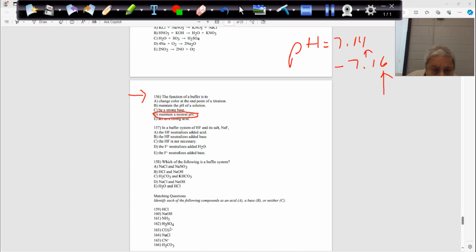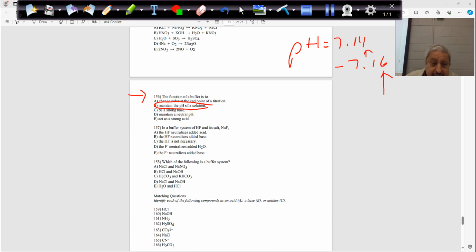What's that? Maintain, no, not D, sorry. Yeah, you're right. Not a neutral. Maintain the pH of a solution. What did I say? No, that's wrong. Maintain the pH of the solution. That's correct.